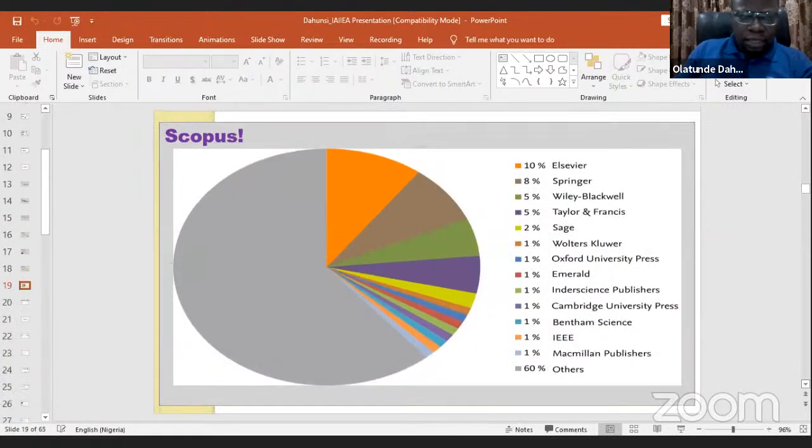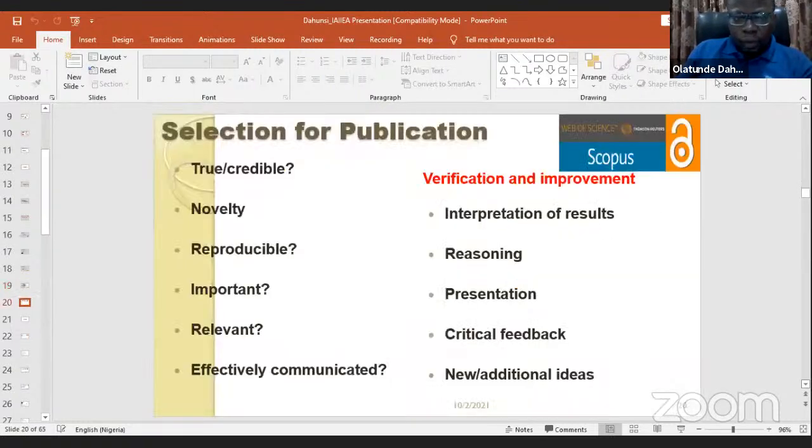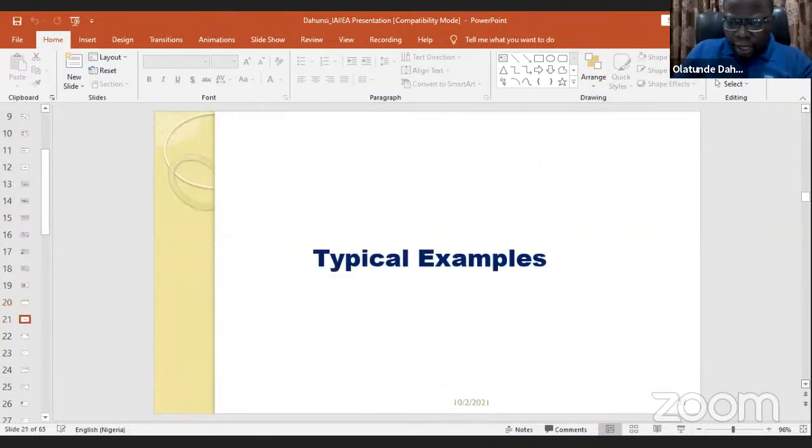Okay, so you see Scopus is owned by Elsevier, but it's not all Elsevier that is in Scopus. As you can see from this slide, virtually all the credible publishing houses today are on Scopus, not just Elsevier. And so when you want a paper to be selected for publication, these are the things they look for. Is your work true or credible? Is it novel? Is it reproducible? Is it important? Is it relevant? Have you effectively communicated your output to the world in terms of good English? All of those things are the things they look at.